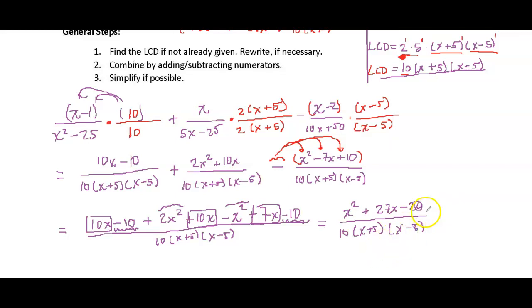From here, we would want to see if any of this can be simplified by factoring the numerator and the denominator. But it looks like x squared plus 27x minus 20 cannot be factored, and therefore this expression cannot be simplified any further. So we are done.